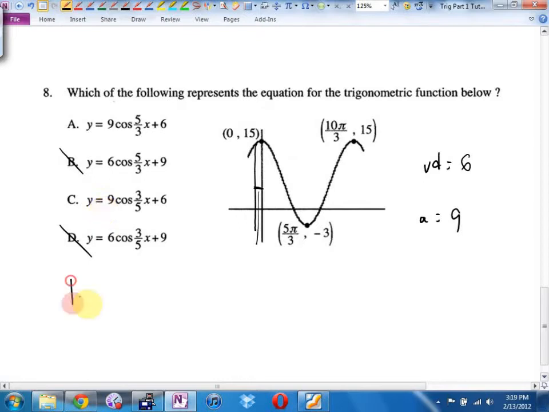Now I need to find B. Now remember, B is not the period. B is 2 pi over the period. How long is the period? Well, one wave goes from here to here.